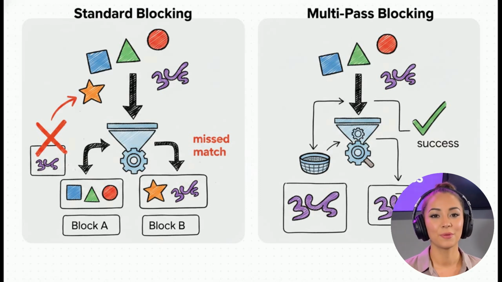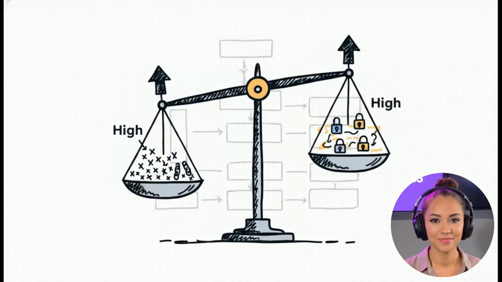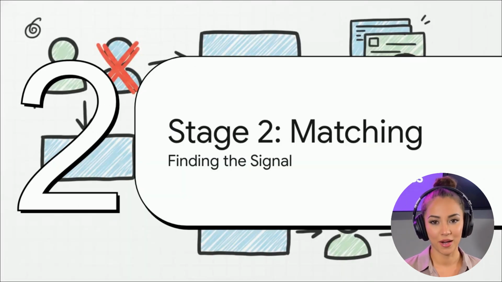So how do you know if your blocking strategy is any good? Well, it's a balancing act. You're looking at 2 key numbers. First is the reduction ratio. You want this to be super high, like over 99%. That means you've successfully eliminated almost all the junk comparisons. But at the same time, you need high pair completeness. This makes sure that in the process of throwing out the junk, you didn't accidentally throw out the actual duplicates you're looking for. Okay, we've successfully shrunk the problem from impossible down to just very hard.